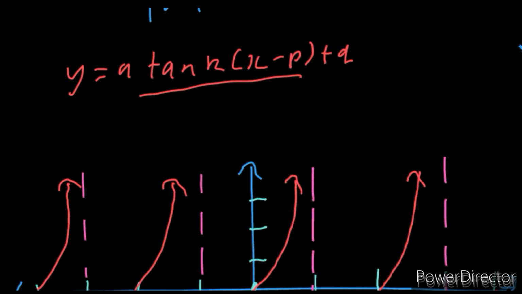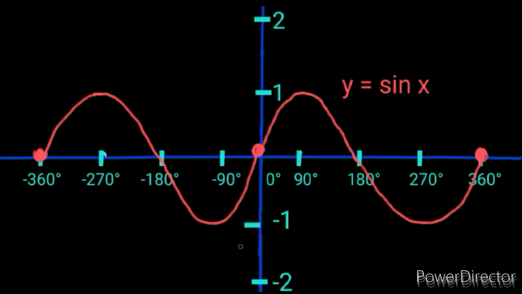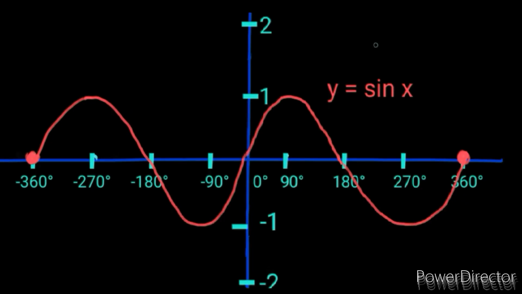Now let's talk about what each parameter A, P, K, and Q affects. So this is the normal sine graph. In this case, the value of A is 1. We are going to double A and see what will happen.